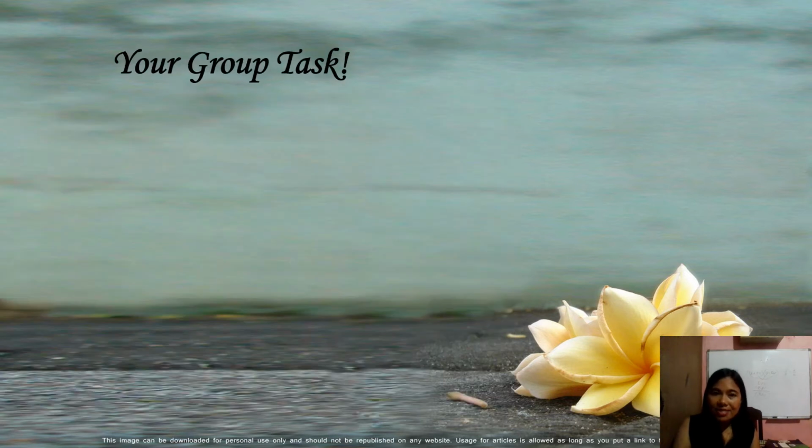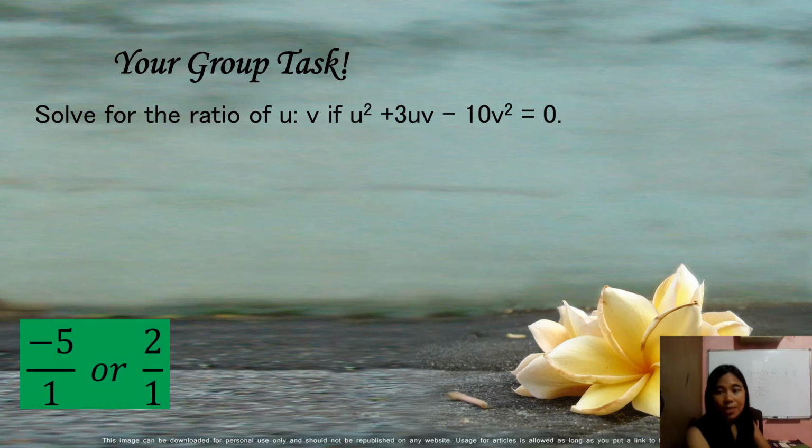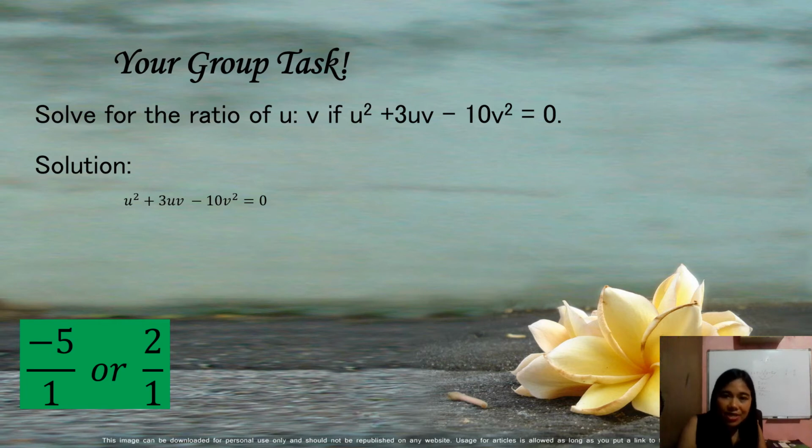Now your task is to solve for the ratio of u to v if u squared plus 3uv minus 10v squared equals 0. So just like the example presented, by the way, this is the correct answer. So what are we going to do? So we need to solve by factoring out u squared plus 3uv minus 10v squared. And to factor that out, we will come up with these factors.